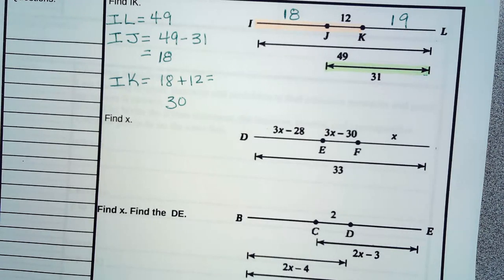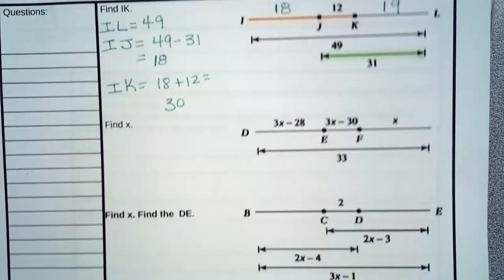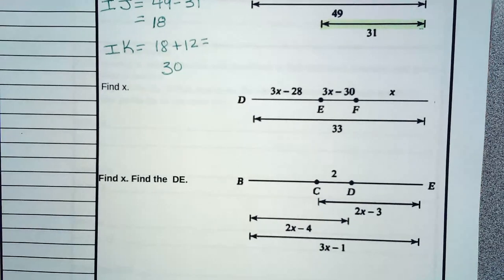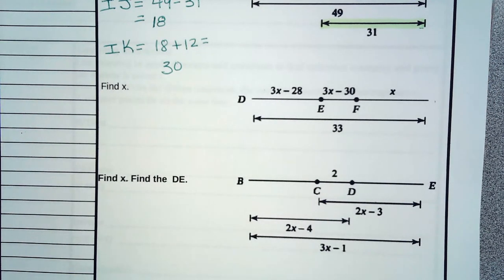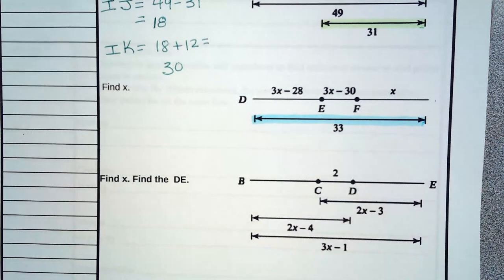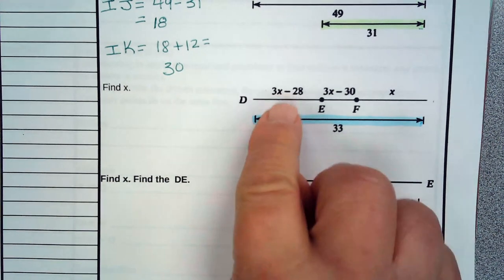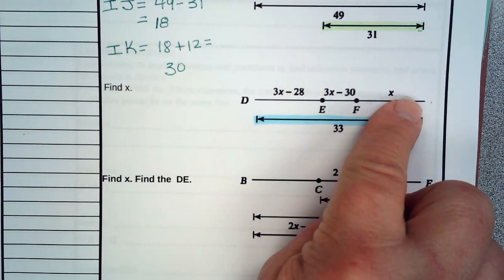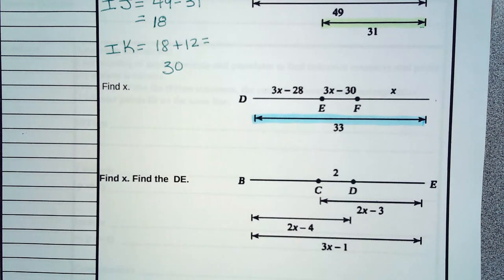Okay, looking at the next one. Pause the video and see if you can think it out. Can you write out the equation we need to find x? Well, we know the whole thing is 33. We know it's three pieces, this plus this plus this. So we'll add them together and they will equal 33.